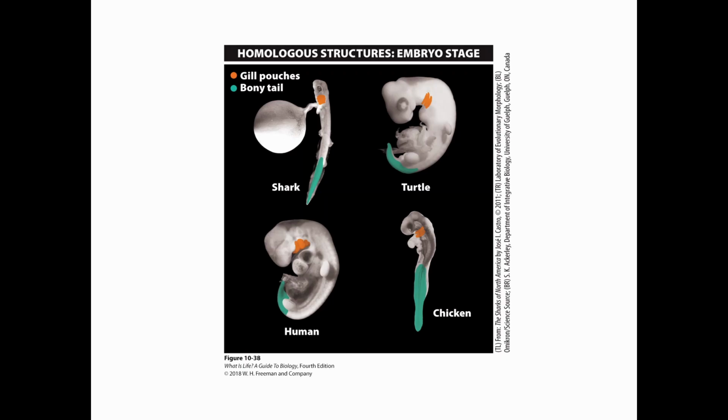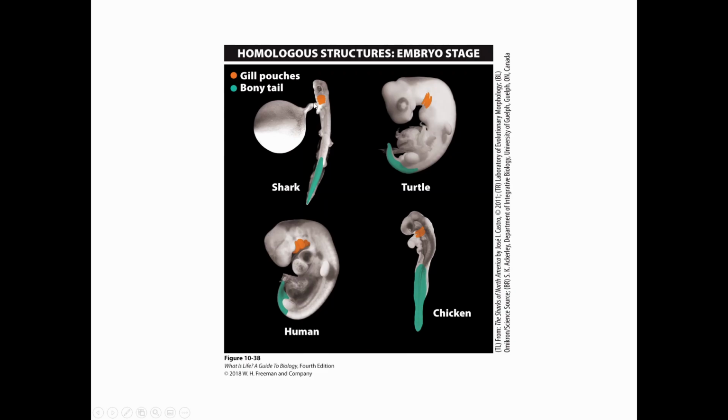But let's get into those homologous structures, looking at the embryo stage and relating all of the vertebrates together. So several slides ago, we looked at gill pouches and the tail. And we said that no matter what you were, including humans, if you were a vertebrate, meaning you have a backbone, then you had gill pouches and a bony tail at some point in your life. And we see that here.